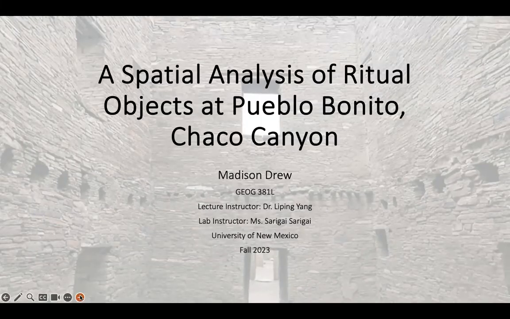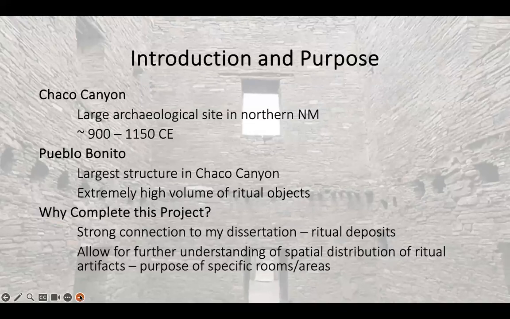The title of my project is A Spatial Analysis of Ritual Objects at Pueblo Bonito in Chaco Canyon. So Chaco Canyon is a large archaeological site in northern New Mexico that was inhabited from about 900 to 1150 CE. The site that I've chosen to look at here is Pueblo Bonito, which is the largest structure in Chaco Canyon. I chose this one because it has an extremely high volume of ritual artifacts within the canyon, as well as compared to other parts of the Southwest.